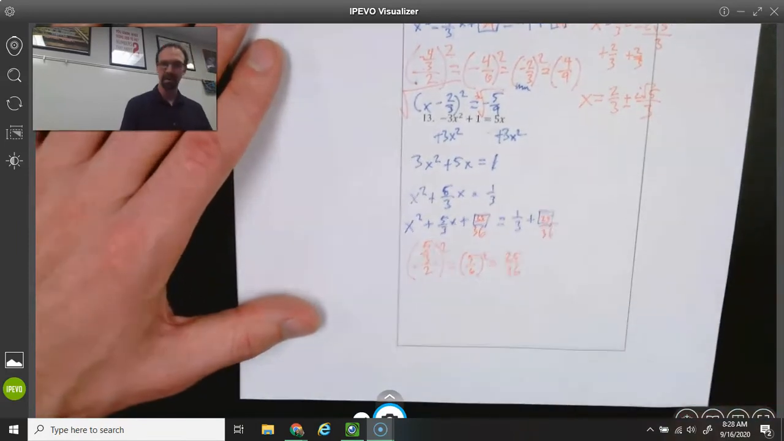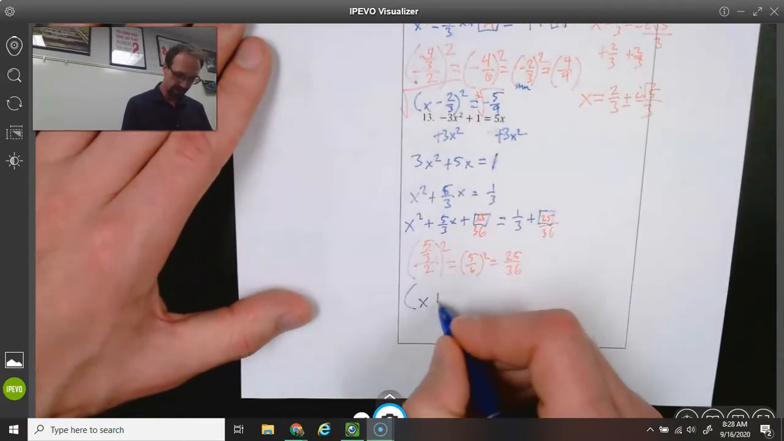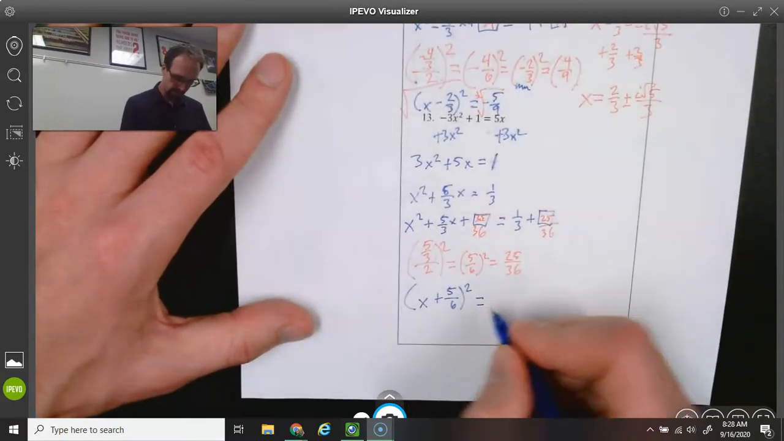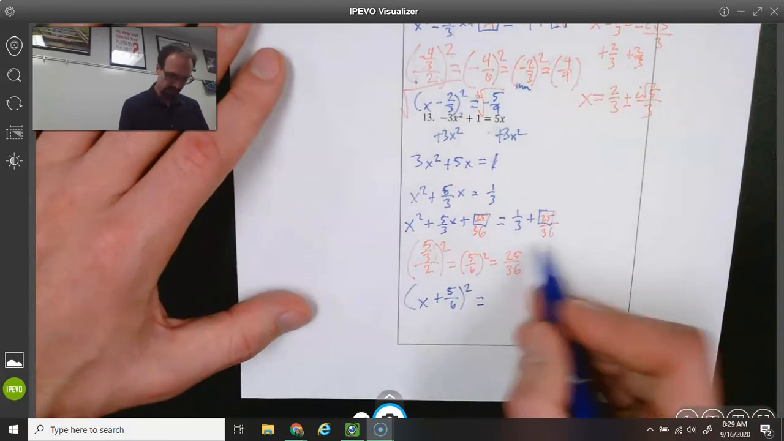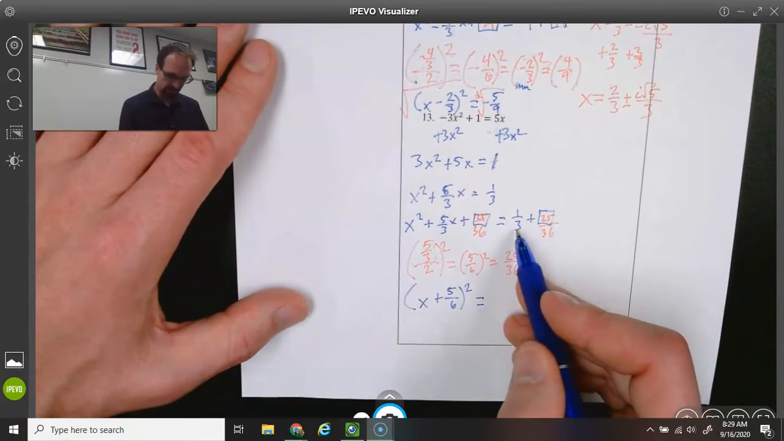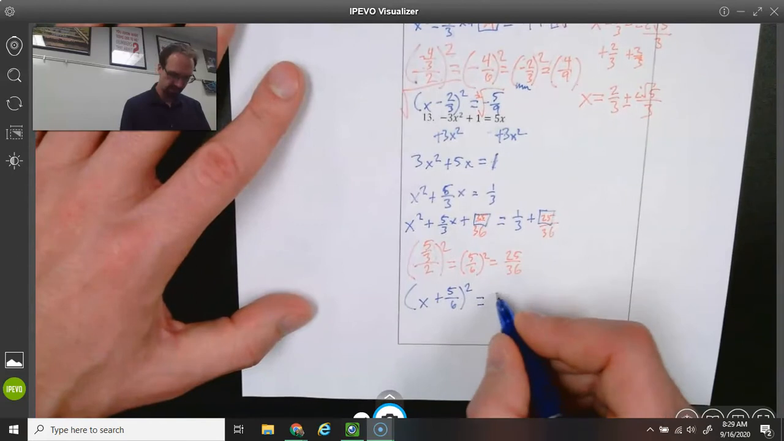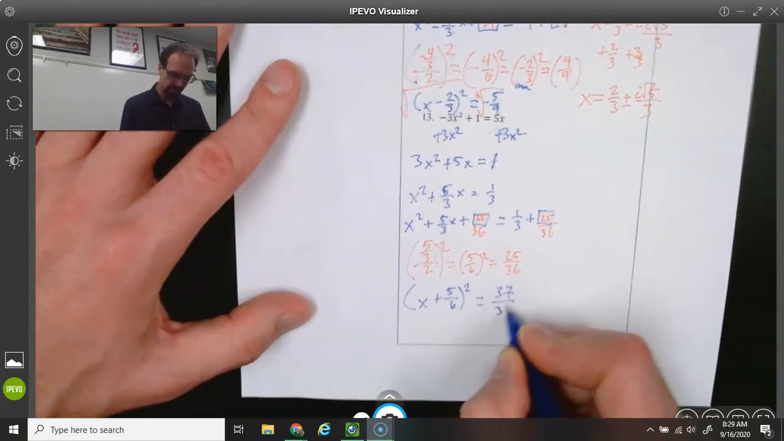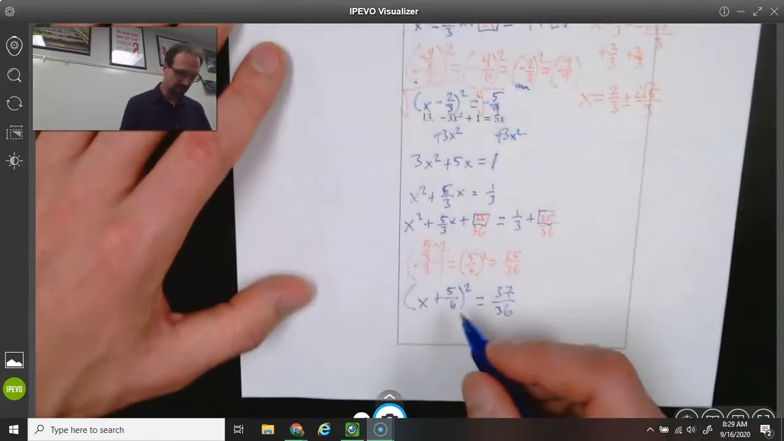Didn't leave big enough boxes. Oops. And then now, my perfect square is going to be x plus 5/6 squared equals 1/3 plus 25/36. Combining this to be the same number under the denominator so that I just have a consistent number. Let's see, I can do 3, so that's 12. So that's 12/36 plus 25/36. That gives me 37/36. And then let's go ahead and square root both sides.